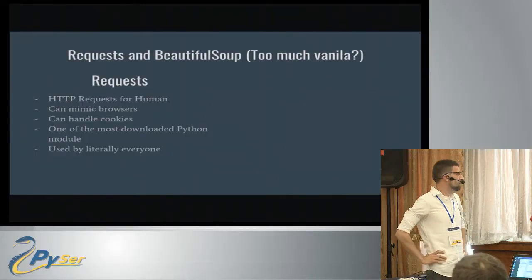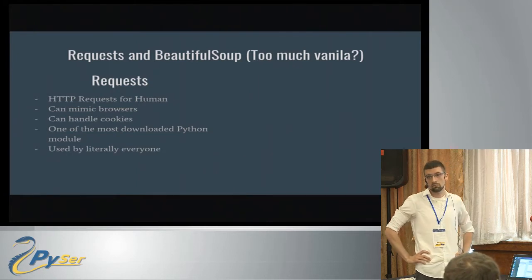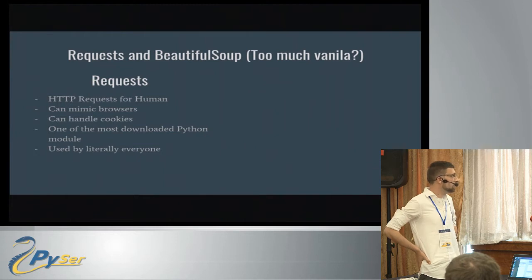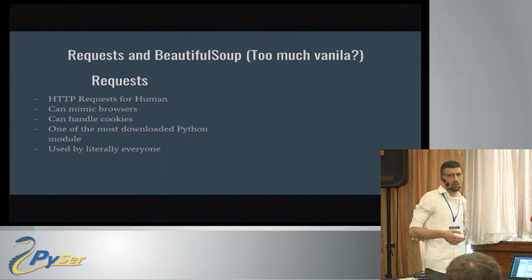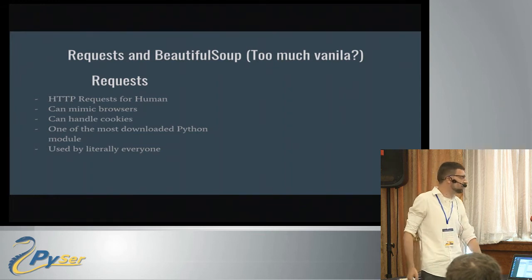And Beautiful Soup is essentially a class that will help you transform the gibberish of the HTML into something that you can call and extract data from. The full name of the Requests library is HTTP Requests for Humans, because it's a lot easier than urllib or something like that. In a way, it can mimic the browsers, can handle cookies, and it's used by everyone. It was used by Facebook, I'm not sure, but it was really, really used.